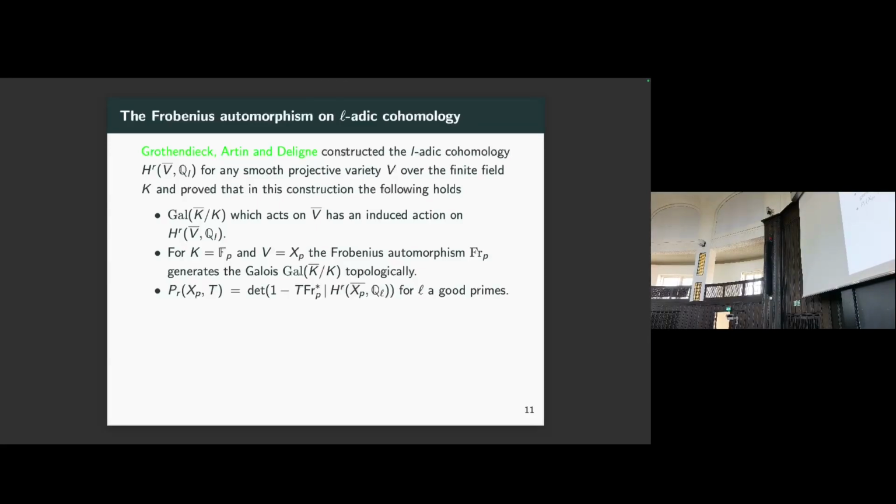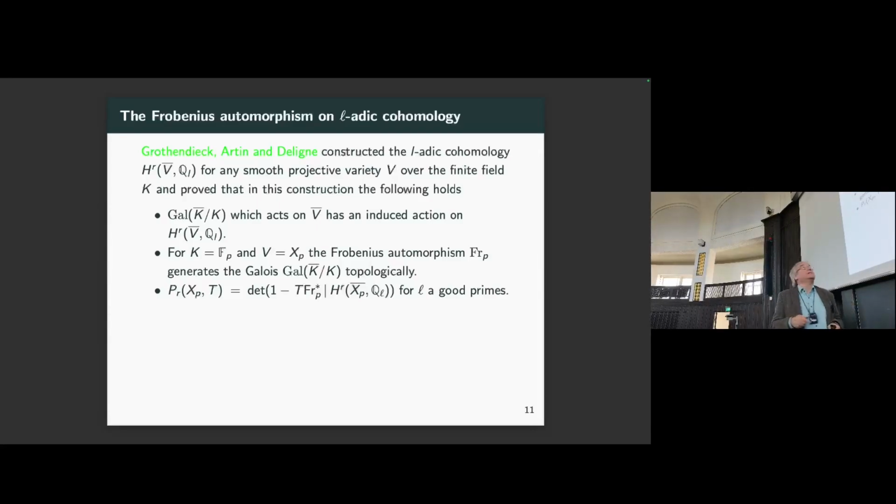So first of all, this Galois group acts on Phi. It has an induced action on the completion of the space, and has an induced action on the homology of this space, this L-adic homology. And for K is F_p, and Phi is this space that we just constructed over F_p, then the Frobenius automorphism actually generates the Galois action topologically. And then you are done.